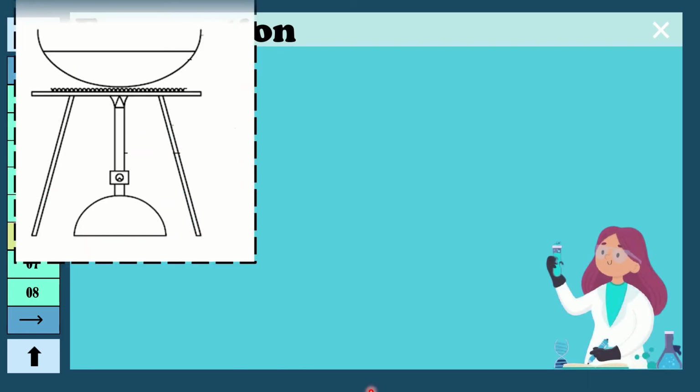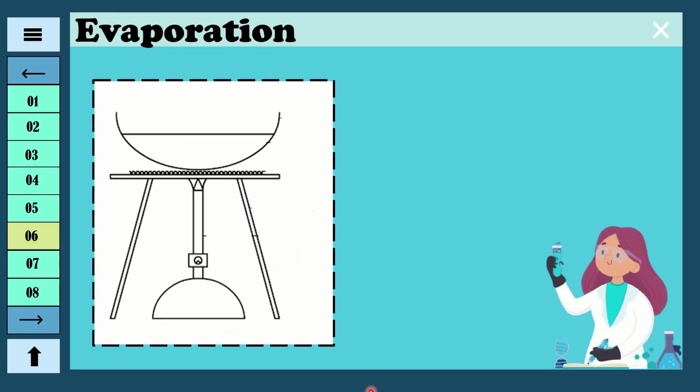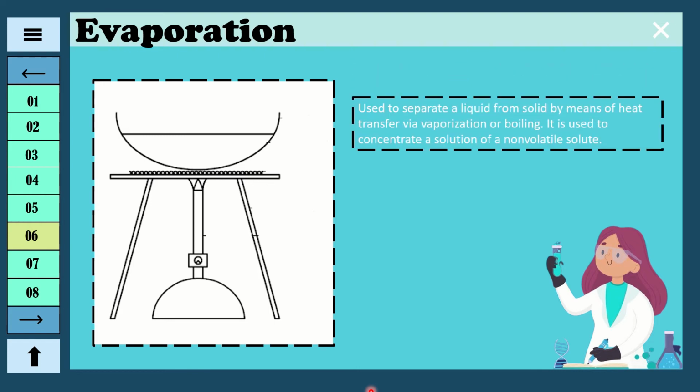The last example of separating mixture is evaporation. Evaporation is the process of heating a mixture in order to drive it off in the form of vapor, so as to make the remaining component dry. It is used to separate a liquid from solid by means of heat transfer via vaporization or boiling. It is used to concentrate a solution of a non-volatile solute.